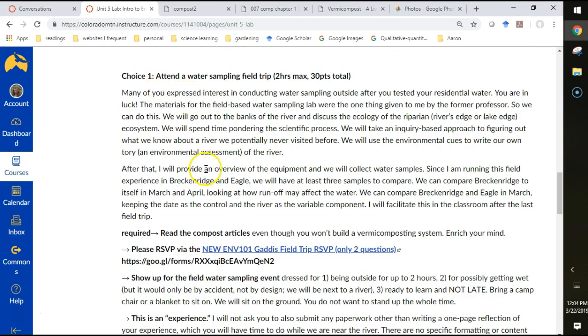So many of you expressed an interest in conducting water sampling outside after you tested your residential water. You are in luck. So all I was given about this course when I was asked to teach it was a box of supplies to go on a water sampling field trip. So we have that. I asked you earlier in the semester where you all lived. 50% of you live in Eagle County, or somewhere near Vail. And then another sizable chunk, 28%, live in Breckenridge. And then the rest of us are scattered about. So we're going to have 3 sampling events, 2 in Breckenridge and 1 in Eagle.